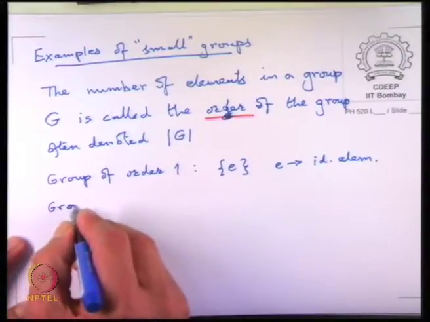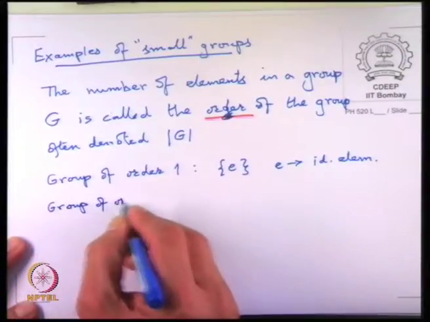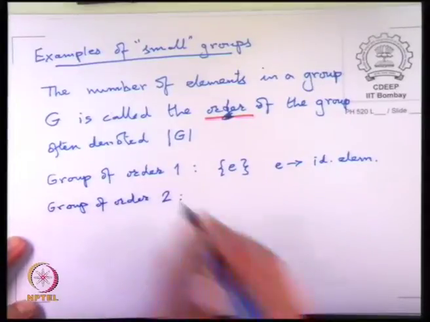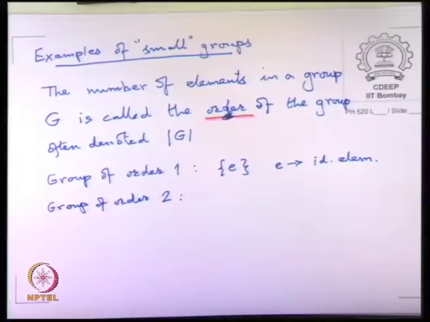The next possible group is a group of order 2, and here we can think of a simple example of 1 and minus 1 under multiplication. So the group operation is the usual multiplication. So we can see that 1 is the identity obviously, and minus 1 squared is 1, so minus 1 is its own inverse, and so on. Okay. So this is the simplest possible group.